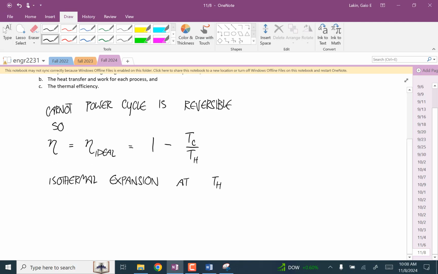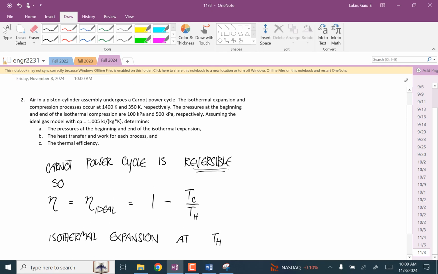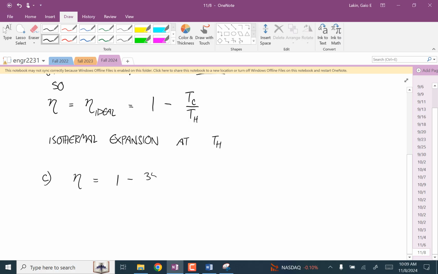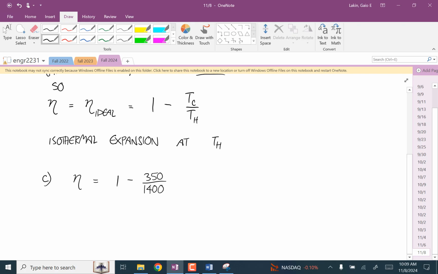Well, let's do the easy one first. So the thermal efficiency is just going to be, okay, well, that one's just plugging in. That just requires knowing that this is reversible, which I didn't tell you. So this is 1 minus, this is already given in Kelvin, so 350 over 1400. So 0.75.